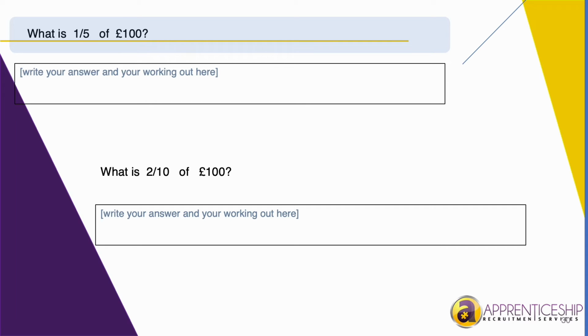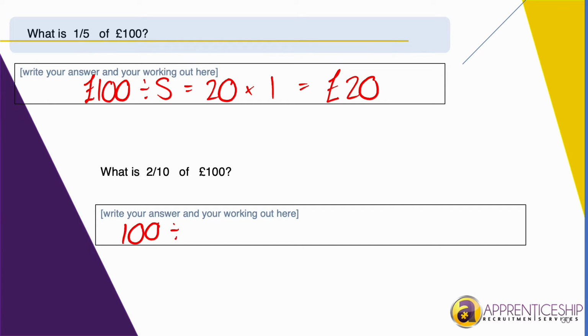So let's apply this to some exam questions. What is a fifth of £100? So £100 divided by the bottom number, which is 5, gives us 20, times by the top, which is 1, leaves us at 20. What is 2/10 of £100? So £100 divided by 10 is 10, times by 2 is 20. So we've ended up at the same answer, but that's because these are equivalent fractions.